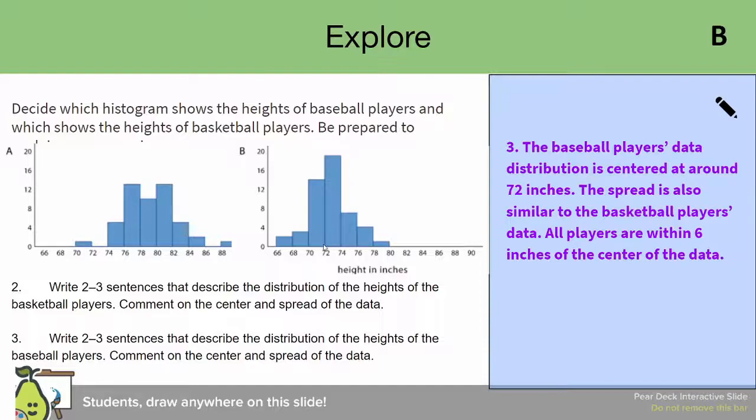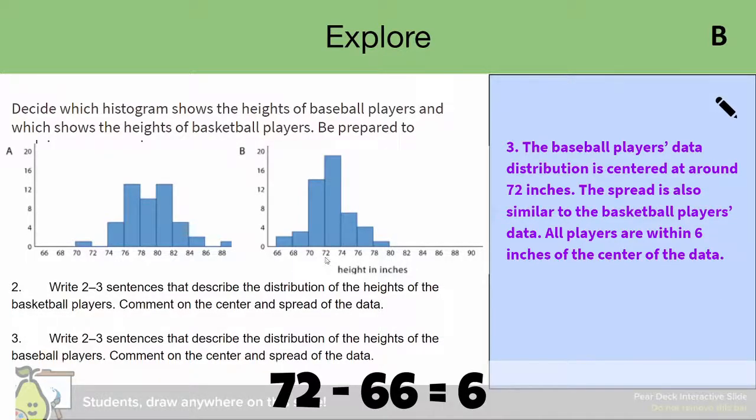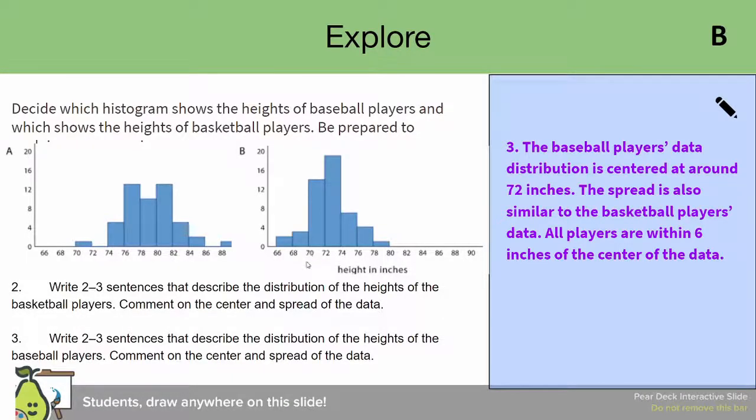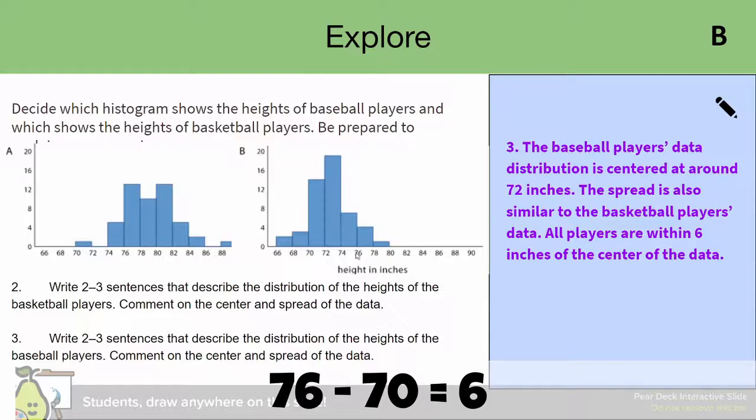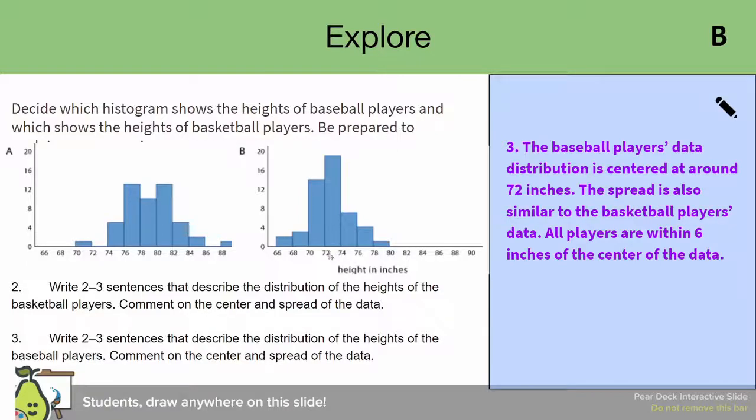And if we say the center of the data is 72, we will notice that to get from 72 to 66, that is a difference of 6. We can do 72 minus 66, and that will show you that that difference is 6. And we can move in the opposite direction and do 76 minus 70, and we will also get 6. So we can see that 72 is in the middle of all these heights because 6 units to the left is 66 and 6 units to the right is 78, which pretty much encompasses all of our values.